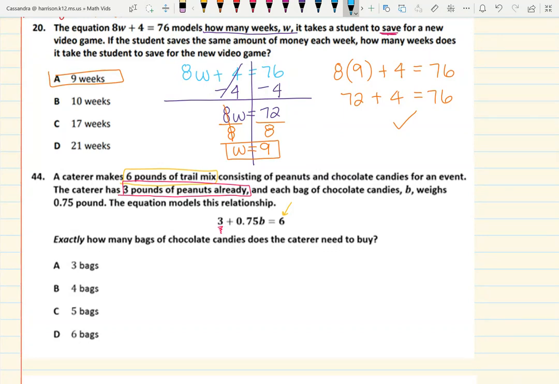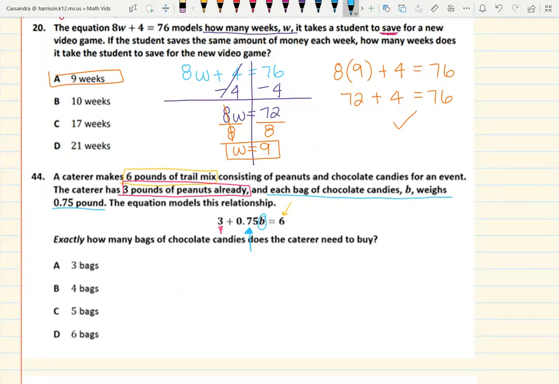But we don't know altogether how many. I mean, we know altogether we're going to have 3 pounds of chocolates, but it's not like I can go to the store and buy one 3-pound bag of chocolate. They don't come in 3-pound bags. Each bag of chocolate candies weighs 0.75 pounds. So if each bag of chocolates is 0.75 pounds, how many bags of chocolates would I need to combine with the 3 pounds of peanuts to make a total of 6 pounds of trail mix?